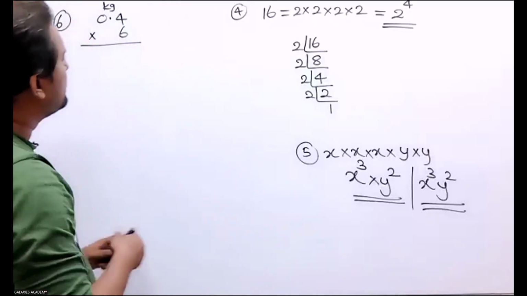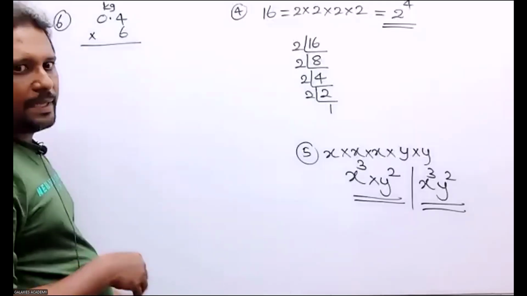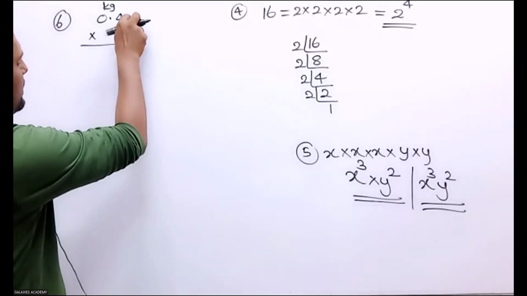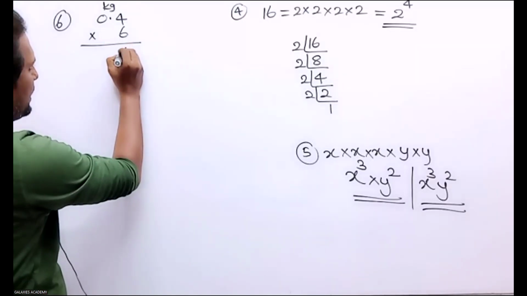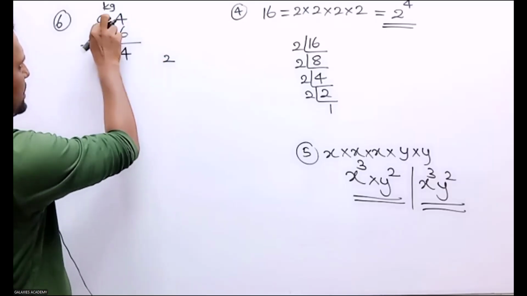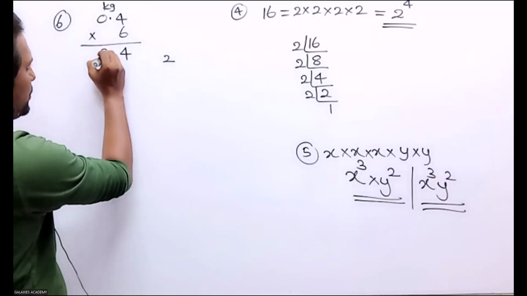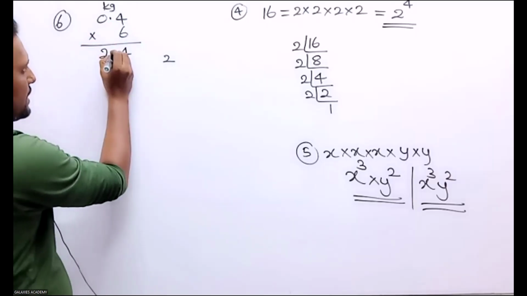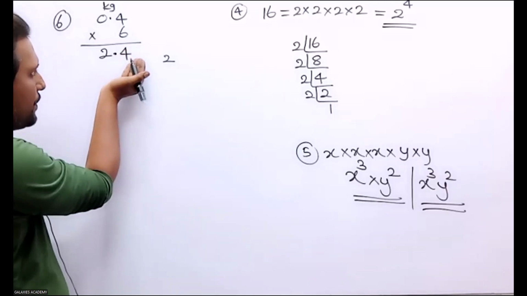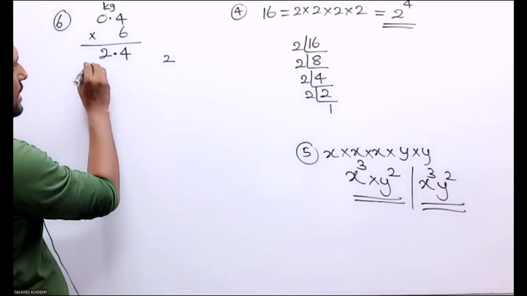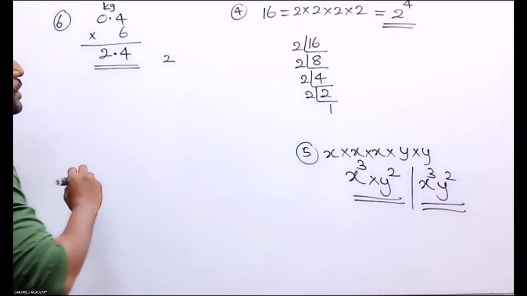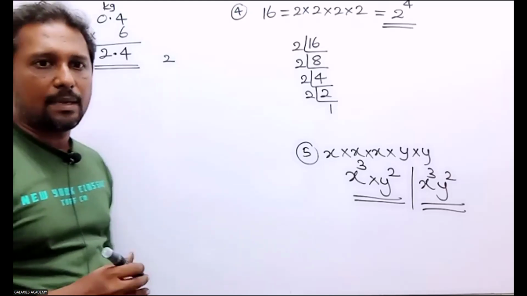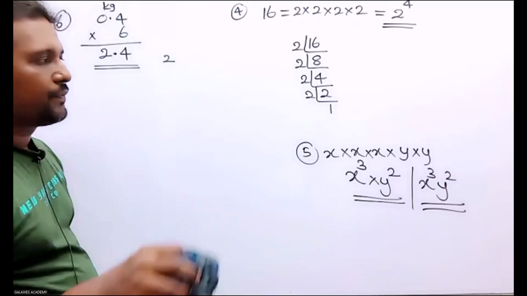Right, now look at decimal multiplication. 6 times 4, 24, remaining 2. 6 times 0, 0, 0 plus 2, 2. Then finally, you have to keep one decimal place. That means before the last digit, you have to keep the decimal point. So what is the answer? 2.4 kilograms.